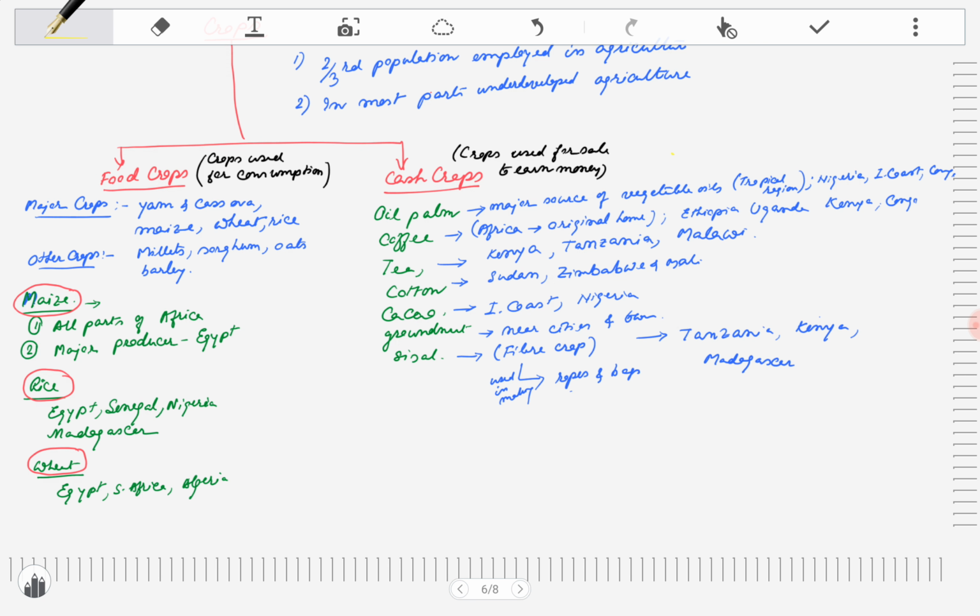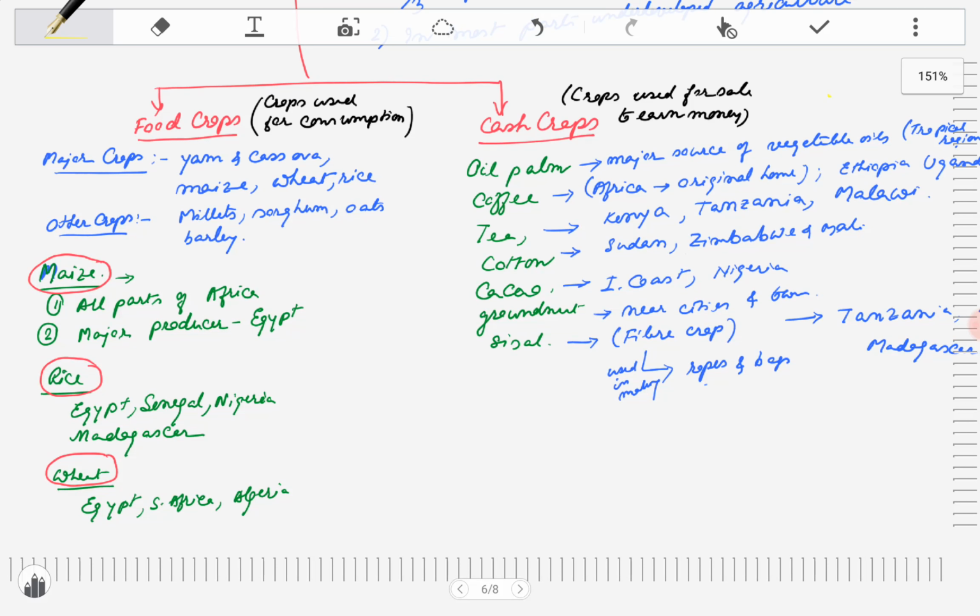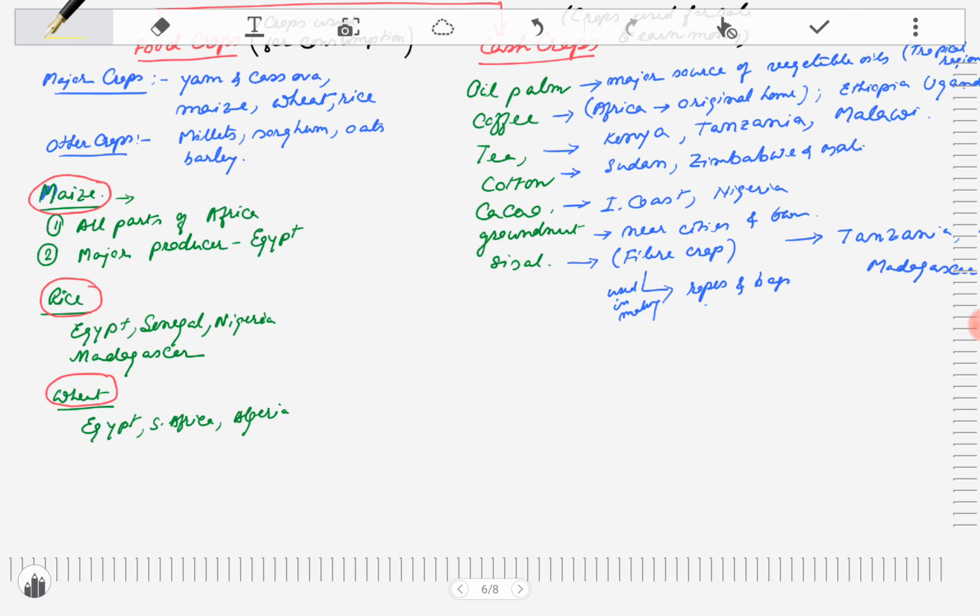Okay, so food crops. The major crops are yam, cassava, maize, wheat, and rice. Other crops are millets, sorghum, oats, and barley. Maize is found in all parts of Africa, and a major producer of it is Egypt. Rice is found in Egypt, Senegal, Nigeria, and Madagascar, and wheat is found in Egypt, South Africa, and Algeria.